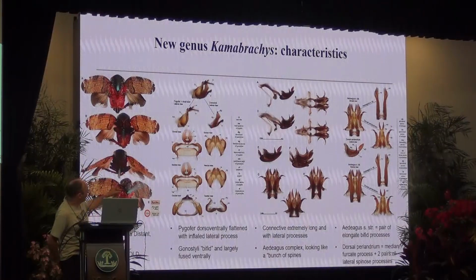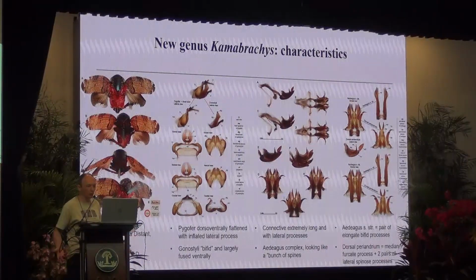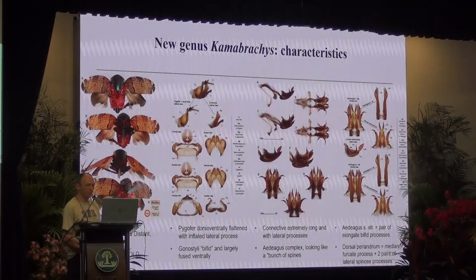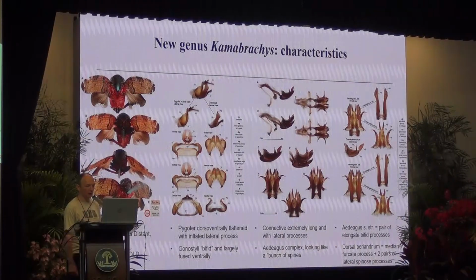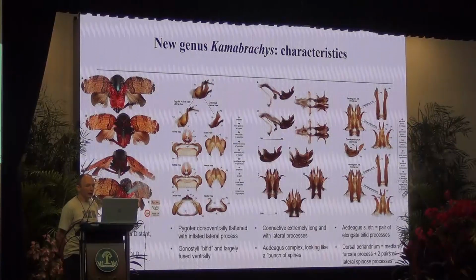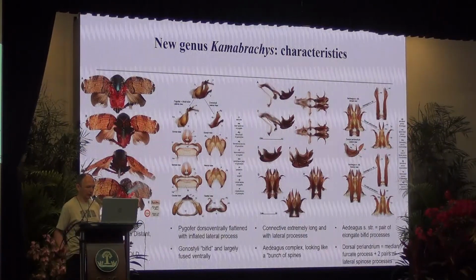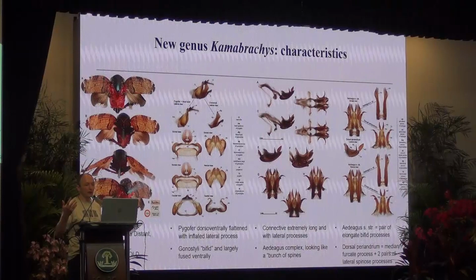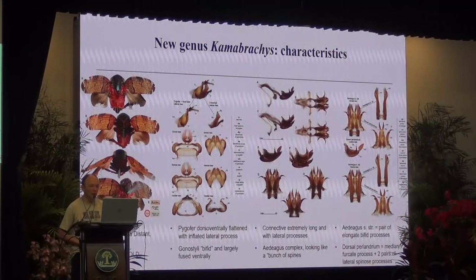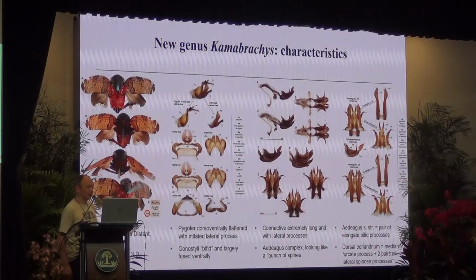You have the gonostyli that have a super deep incision. It's nearly like they are made from two parts, and they are largely fused on the ventral part. If you look at the aedeagus, it has an amazingly long connective that also has lateral processes. And I was wondering, why the hell do they have those processes that I don't find in the other closely related genera? And the explanation came a bit later. Well, a possible explanation, let's say a hypothesis.